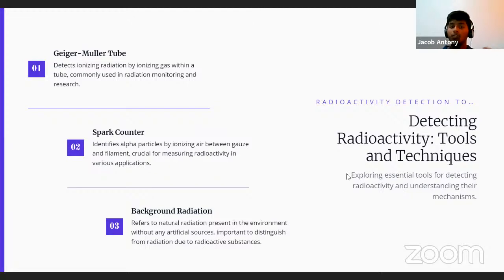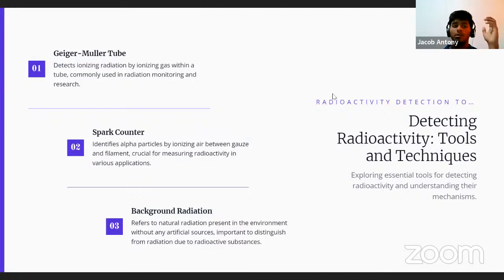The device counts these currents, and the more counts it detects, the more radiation is present. It usually makes a clicking sound or shows the count on a screen, helping scientists to know how much radiation is around. So this is one of the methods. Next, they use a spark counter.